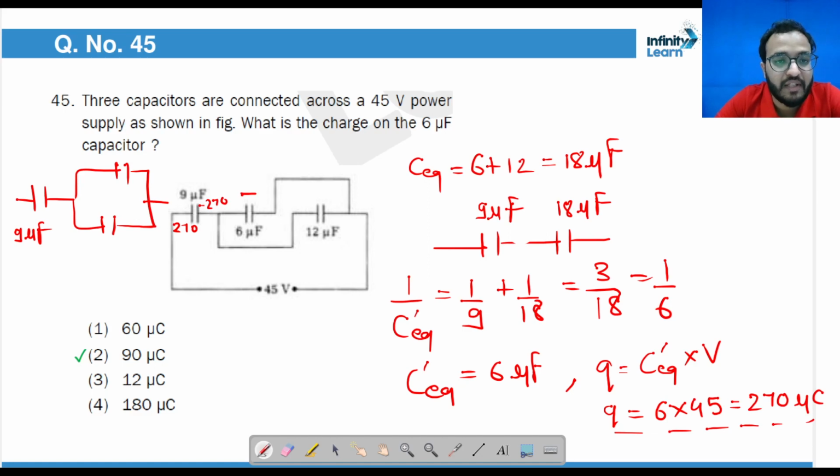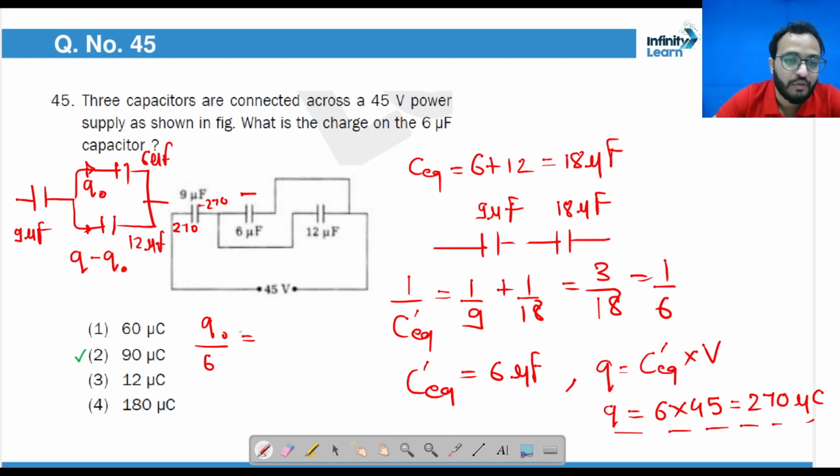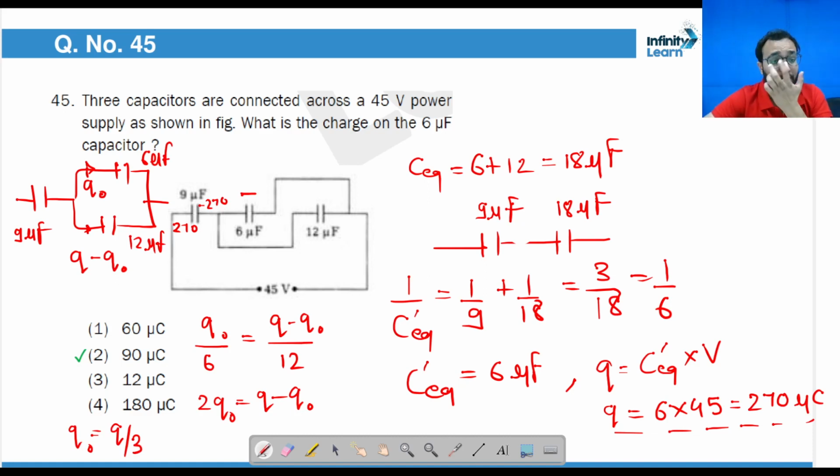Now very carefully we will say that the charge q naught goes here, so how much will go here? Q minus q naught, and the potential is the same on both sides, so you will say q naught upon 6 is equal to q minus q naught upon 12, where this is 6 microfarad and this is 12 microfarad. Solving, you will get 2 q naught is equal to q minus q naught. So q naught will be q by 3, and q is 270, so q by 3 is 90. So the second option is correct. Got it?